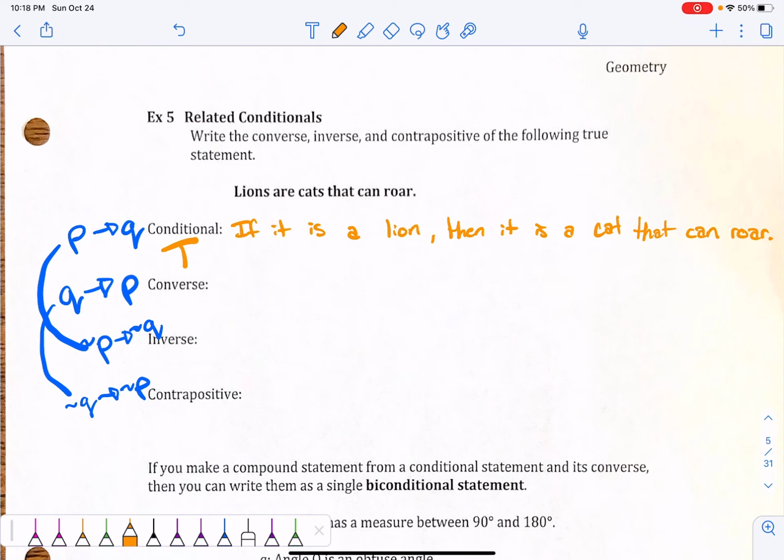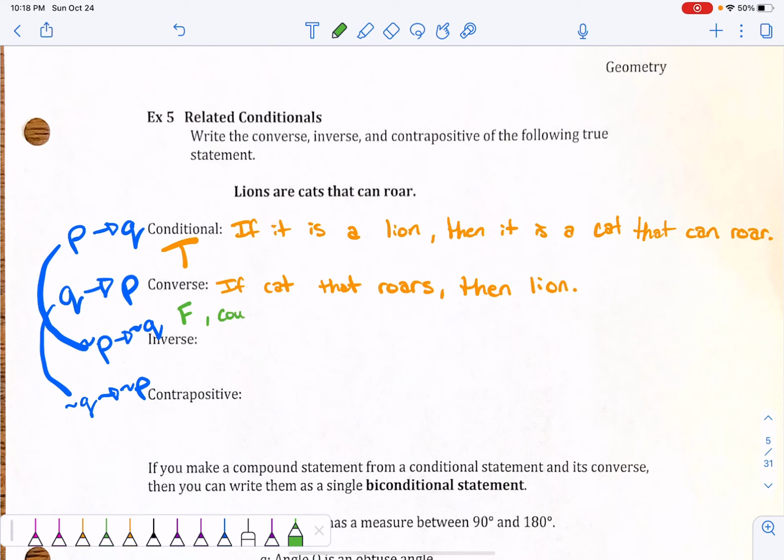True. Okay, the converse is flipping those two around. So if, I'm going to paraphrase, if cat that roars, then lion. So if it is a cat that can roar, does that mean it has to be a lion? Like what I have in my possession right here is a cat that can roar. Does that mean I am possessing a lion right now? Not so much true, right? This could be a tiger instead.